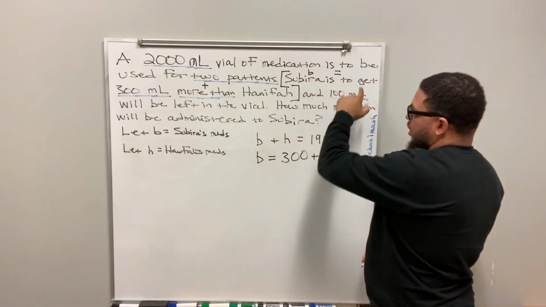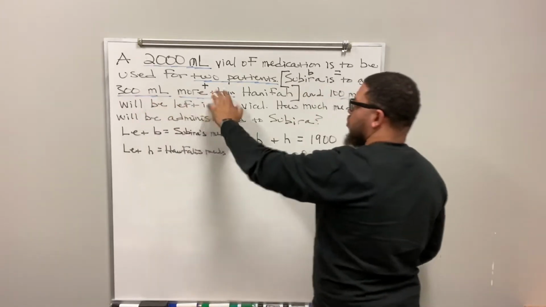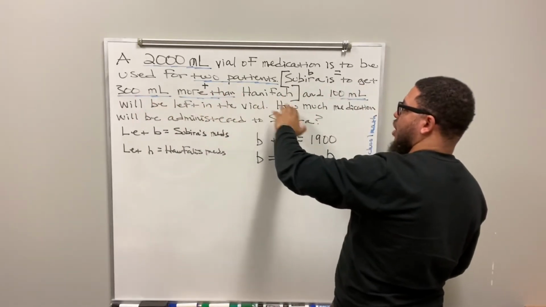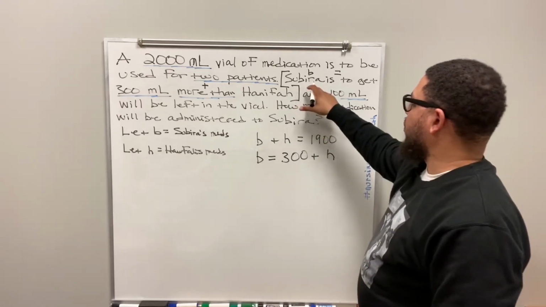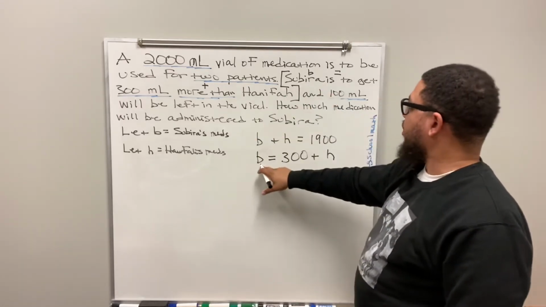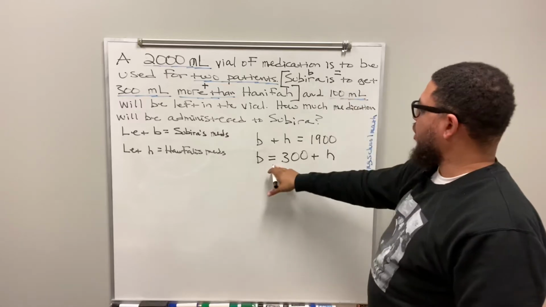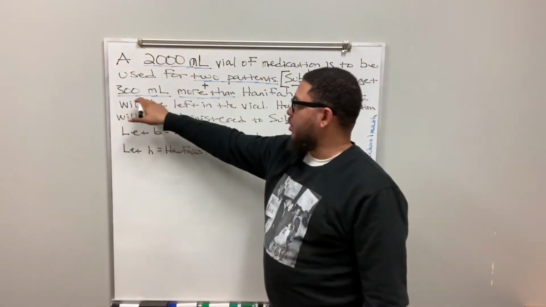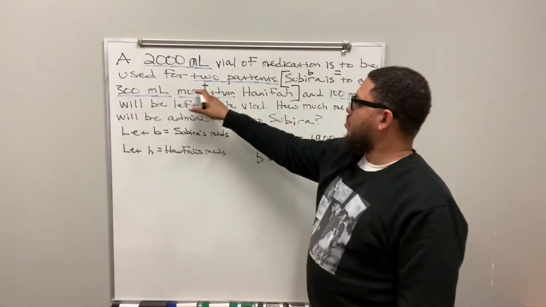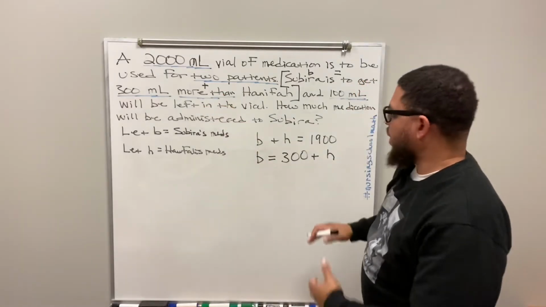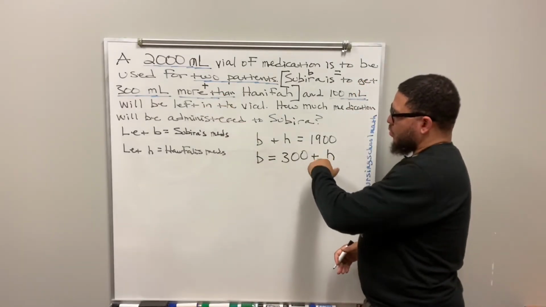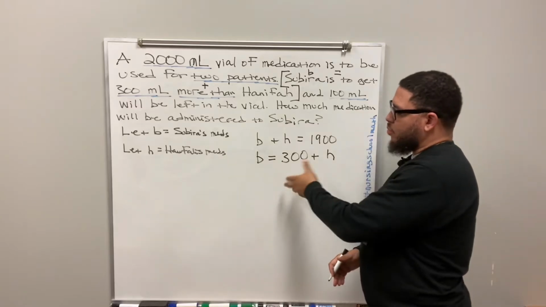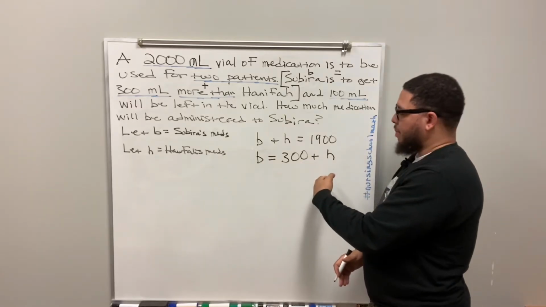Sabira is to get 300 milliliters more than Hanifa. All right. So I represent Sabira with the letter B right there. Is to get, equal sign, 300 milliliters, 300, more than Hanifa. So basically, however much Hanifa got, we add 300 to it. Now, it doesn't matter. If you feel more comfortable, you could have written H plus 300.